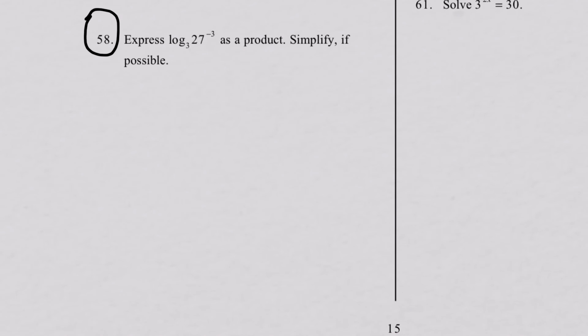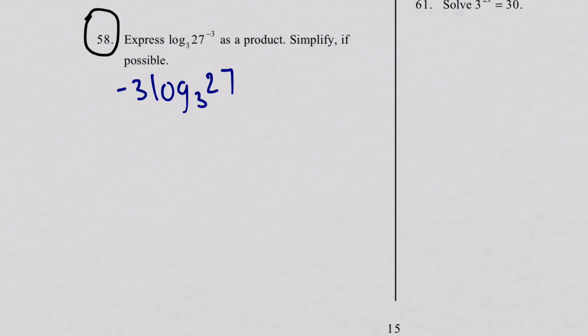Okay, so moving on to 58. Express log base 3 of 27 to the negative 3 power as a product. Simplify if possible. Okay, so what do they mean by product? It just means that move this down so that it's something times something, right? So that's what we're going to do. We're going to simplify this basically. I'm going to bring the negative 3 down. So it's negative 3 times log base 3 of 27.